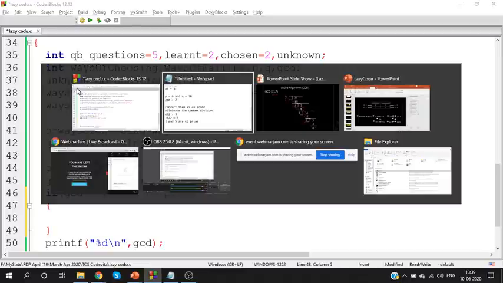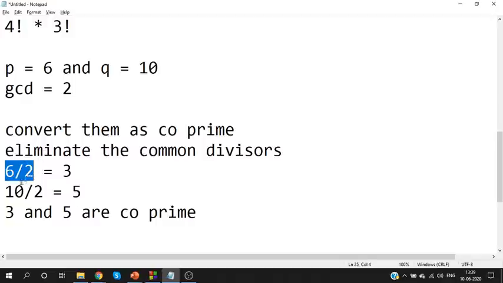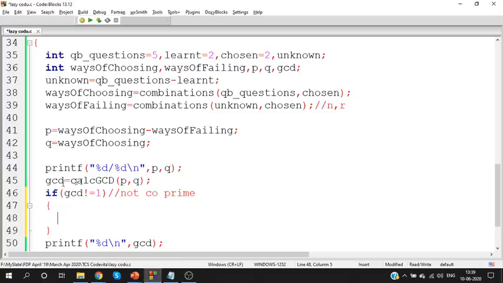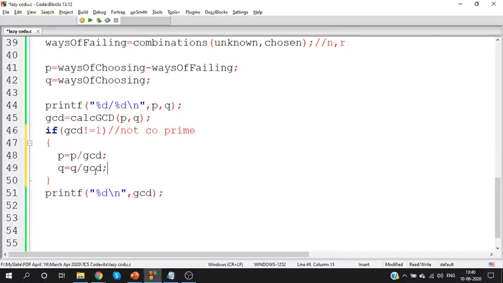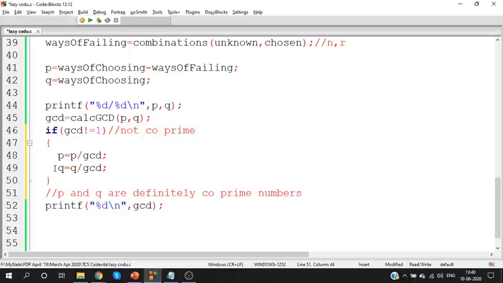So how can we make them co-prime numbers? Divide them by GCD. Divide P and Q by GCD. So P is equal to P by GCD and Q is equal to Q by GCD. Is it clear? Divide them by GCD. So when I come out of this point, they will be co-prime numbers. No matter what the GCD is, after this if, P and Q are definitely co-prime numbers. Is it clear? After this if condition, P and Q are definitely co-prime numbers. That is the understanding we have so far.